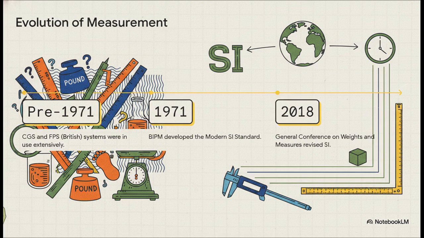Imagine trying to collaborate globally when you can't even agree on how long a meter is, right? Standardizing the SI system under the BIPM in 1971 and then revising it in 2018 with fixed constants was completely necessary to avoid global scientific confusion. It finally gave us a universal decimal-based system.